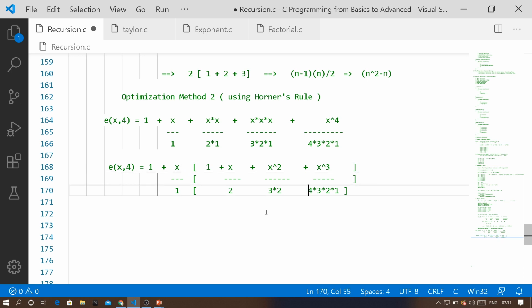So when I take x divided by 1 common outside, the internal term becomes 1 plus x divided by 2 plus x square divided by 3 multiplied by 2 plus x power 3 divided by 4 multiplied by 3 multiplied by 2. The 1 is not going to make any change, but for your better understanding, I'm writing it like this.